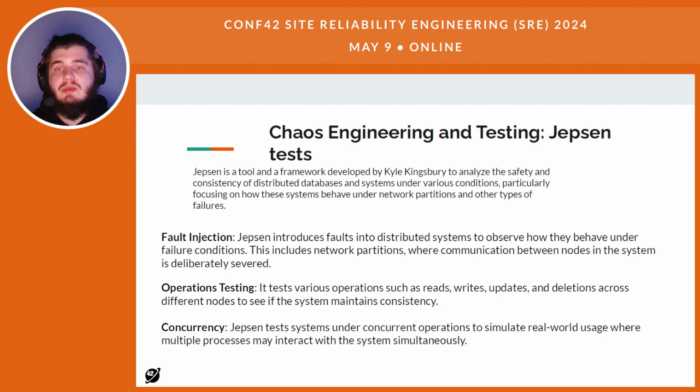Technically, Jepsen provides some very useful things like fault injection. It introduces specific faults in distributed systems, and it looks at how the system behaves under these conditions and what happens when a system is broken. It includes network partitions, where communication between nodes is affected, and we need to understand how our system will solve this problem. Another thing is operations testing. It tests various fault scenarios for reads and writes from leaders and followers, and understanding how fast it works and how our consistency is organized.